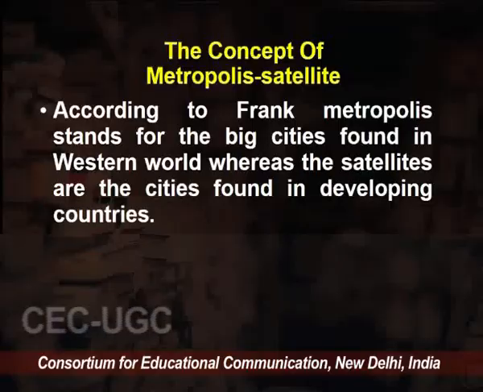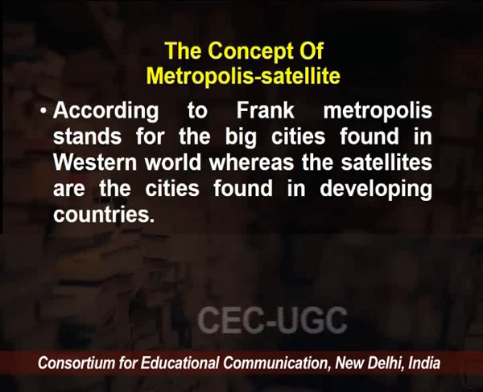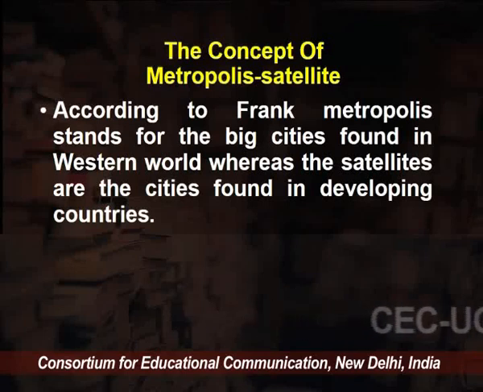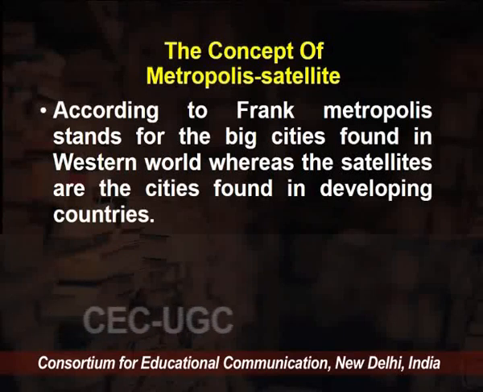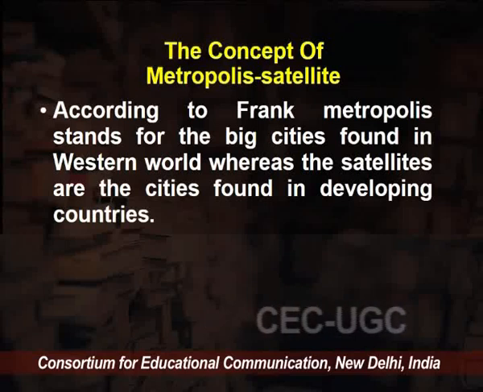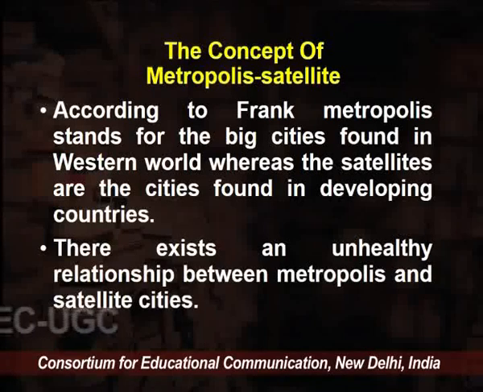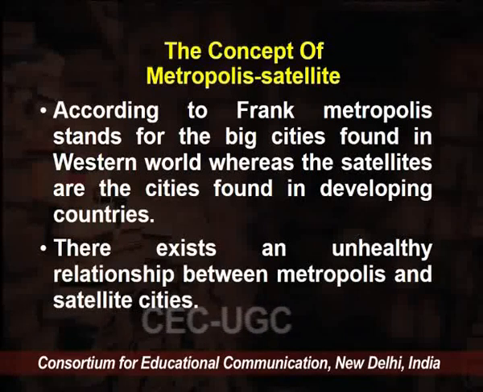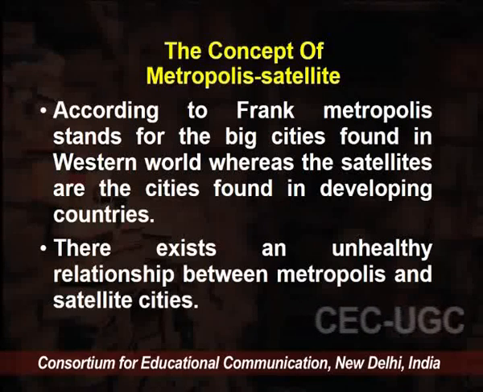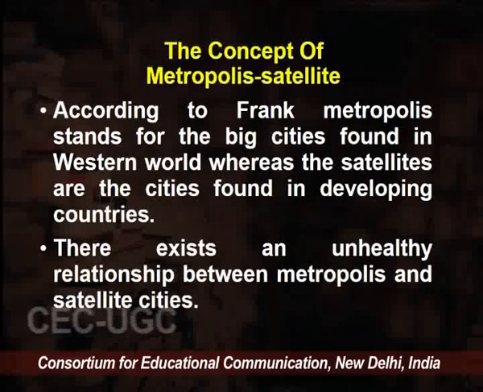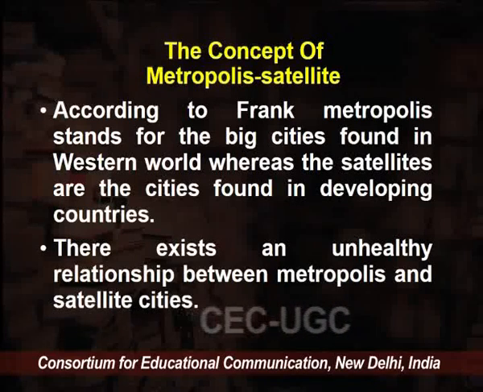The other concept given by Frank was the difference between metropolis and satellite. Metropolises are cities found in the industrialized society. There was a shift from a rural peasant-based society to a metropolis society, which would be more urban, more individualistic, more based on technology, and on large-scale production. The satellites were cities in the underdeveloping country. So there is a relation between the metropolis and the satellite.